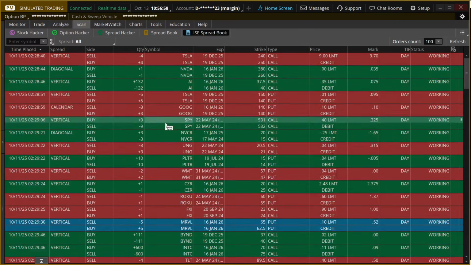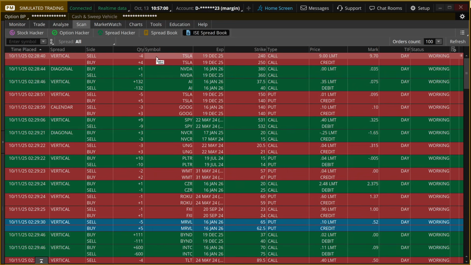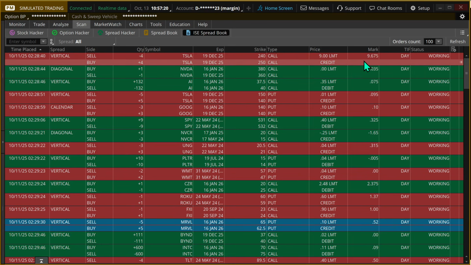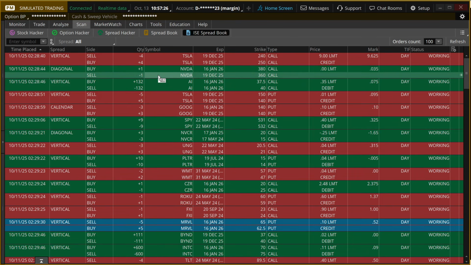But notice, as we look at this, it gives you different spreads. So it's going to display a whole variety of different types of spreads. And you can see, so here's Tesla, and it's a call vertical spread, diagonal spreads, calendars, and so on. Okay, so that's the first thing, just how to read this. You can see the price that it's in, the current price, the number of contracts, expiration, and so on.